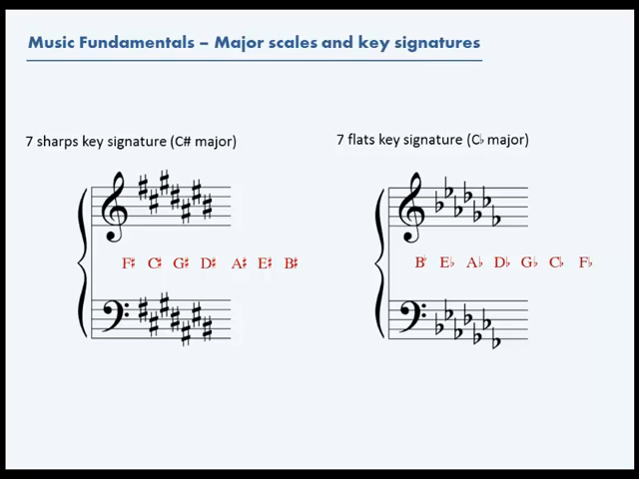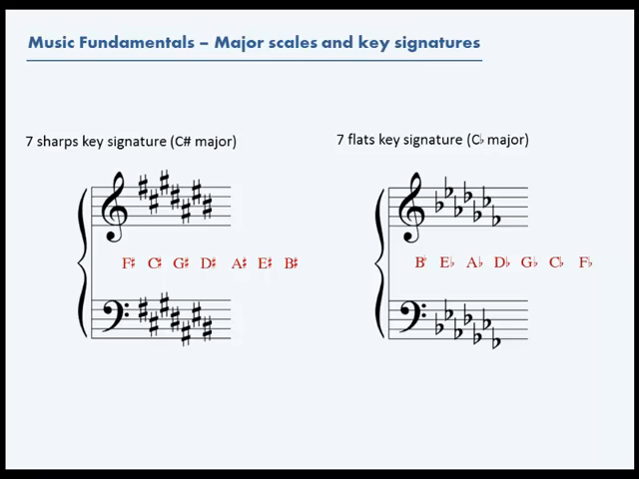One I learned in college for sharps was, "Fat cats go down alleys eating bugs." F, C, G, D, A, E, B. Thanks to my classmate Cindy, that still runs through my head whenever I write a key signature.